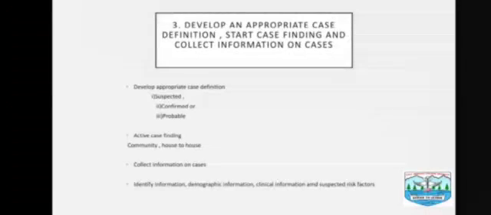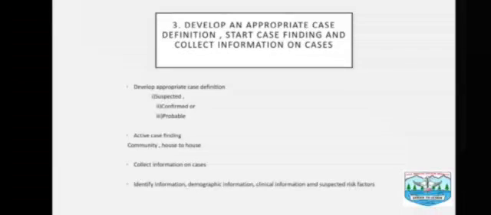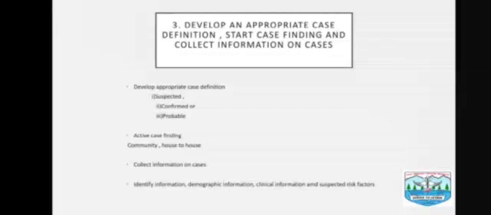The active case finding should be done in the community by visiting house to house and to collect information on cases. Also, we can identify demographic information, clinical information, and suspected risk factors.